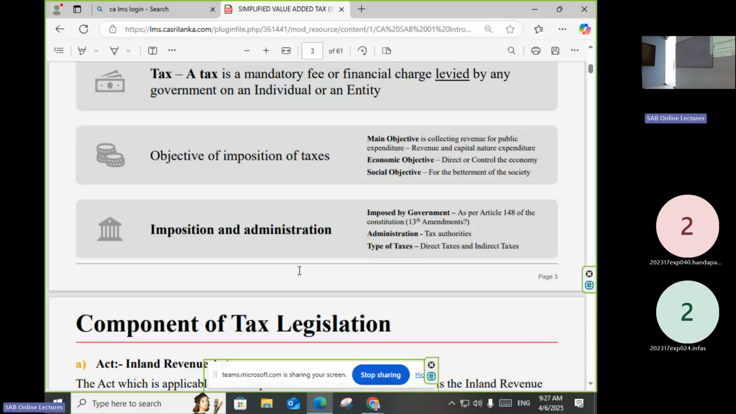Like good behavior of the society, maintaining a good code of conduct and governance, we can use it. And direct the economy, that is the economic purpose, and the social objective. As I mentioned, to maintain a good society, tax can be used as a tool. Right? So basically there are three objectives. The main objective is to earn revenue for the government. The second is the economic objective. The third one is the social objective.